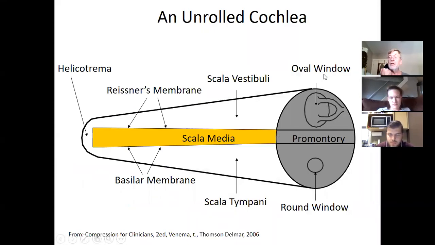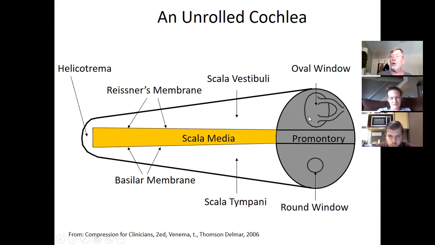Here's the cochlea unrolled. So we just took the coil and unrolled it. This would be about 1 inch long. If you took a human cochlea and unrolled its 2.5 coils, it would be about 2.5 to 3 centimeters long, about 3 times as wide as your fingernail. Now, that's the cochlea unrolled.